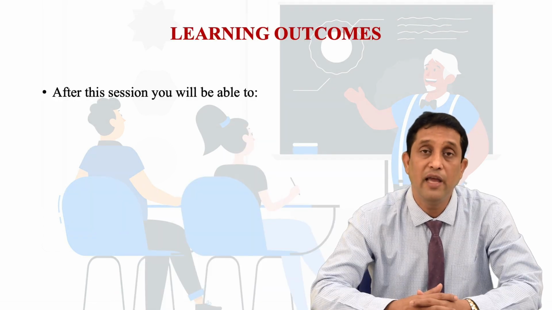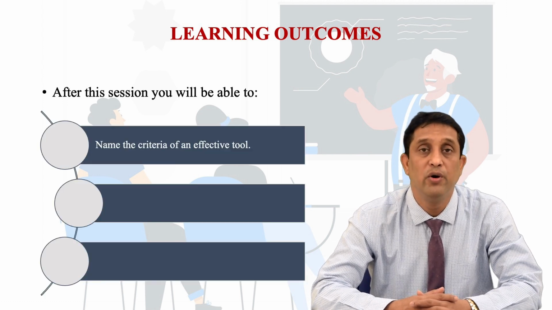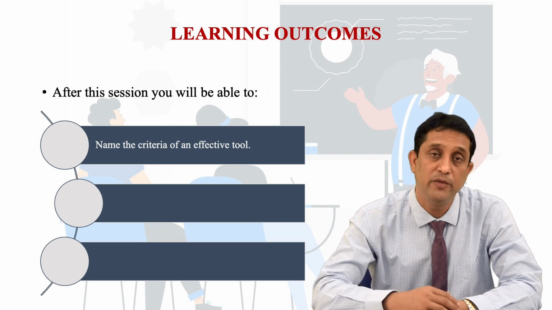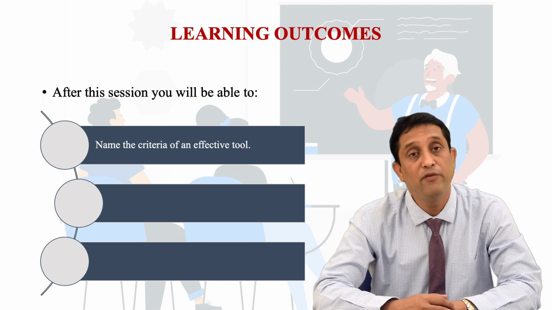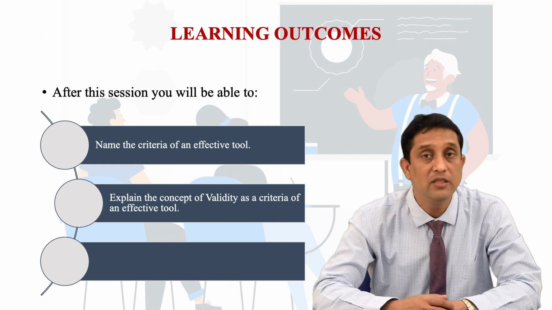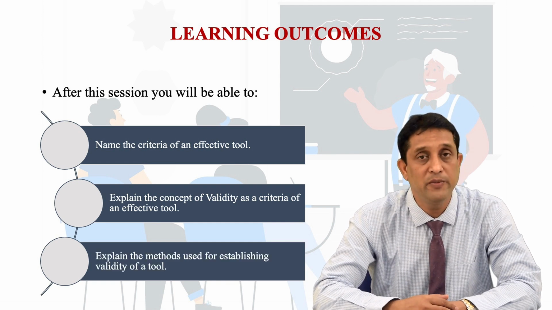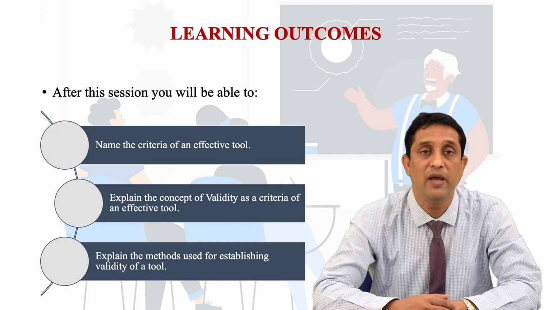So friends, now let us go forward to know what are the different learning outcomes of this video lesson. First of all, after going through this video lesson as well as the part E content which is given in the module, you will be able to name the criteria of an effective tool, that is, the different criteria that you are supposed to establish for developing an effective tool. And further you will be able to explain the concept of validity as a criteria of an effective tool, and you will be able to explain the methods used for establishing validity of a tool.